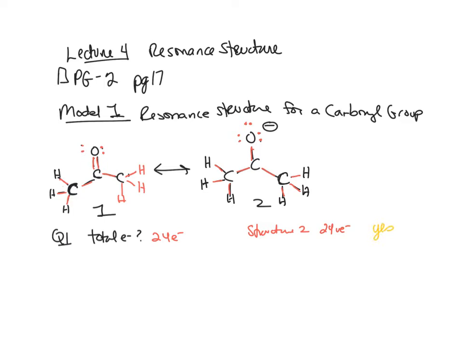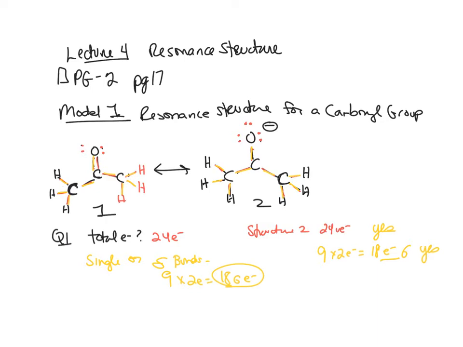All right, how many sigma bonds, single bonds, are there in structure 1? 1, 2, 3, 4, 5, 6, 7, 8, 9. There are 9 sigma bonds. How many sigma bond electrons are in structure 1? Well, there's 2 electrons in each bond, so it's 18 sigma electrons. What about structure 2? 1, 2, 3, 4, 5, 6, 7, 8, 9. 9 times 2 electrons in each bond is 18 electrons for the sigma bonds. Is the total number of sigma bond electrons the same in each structure? Yes.